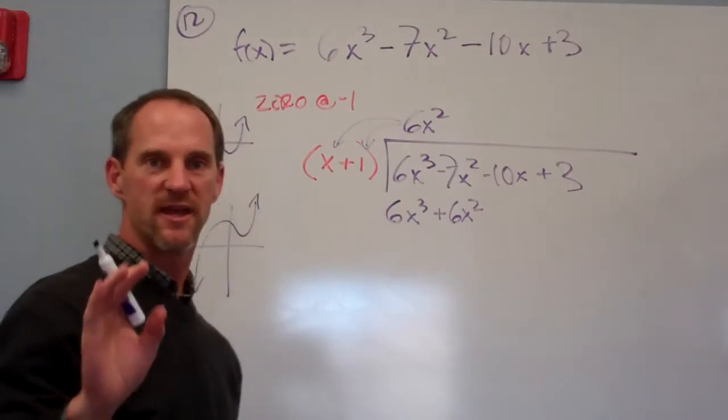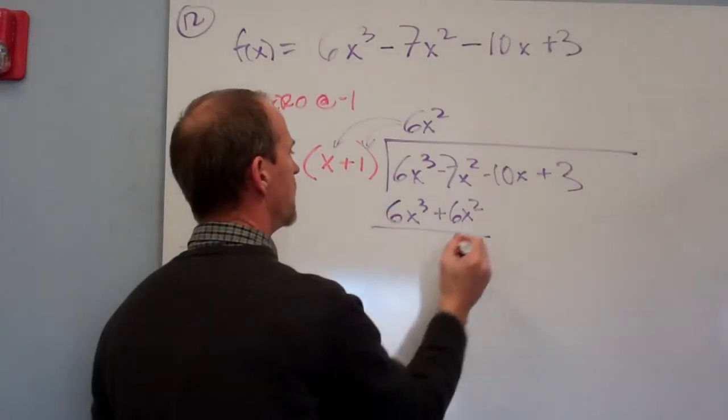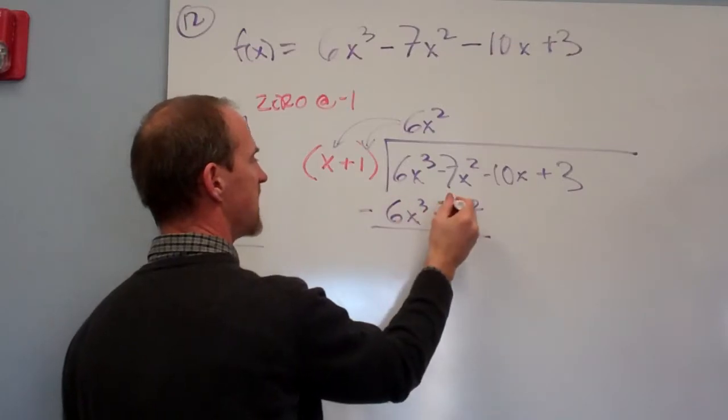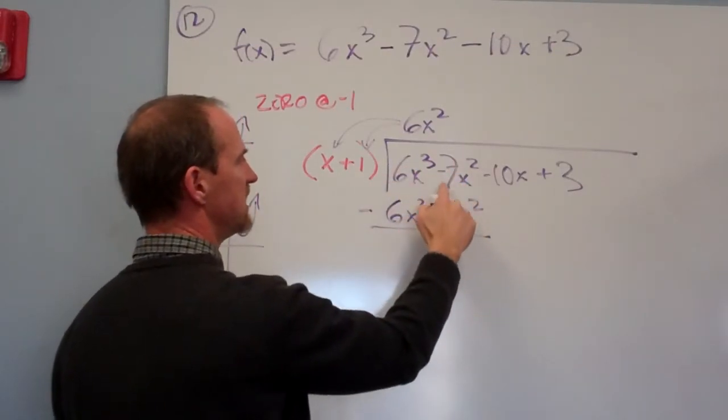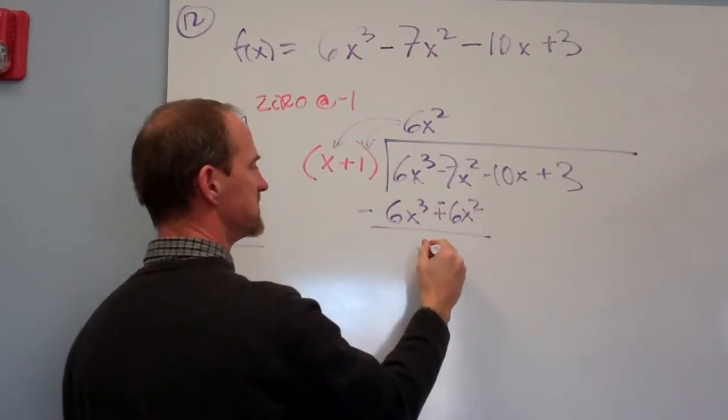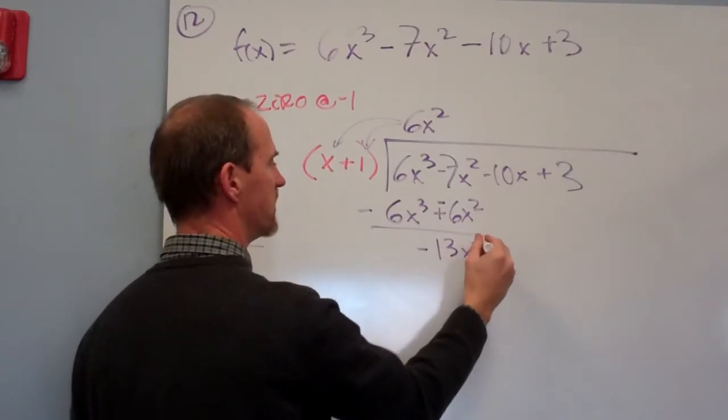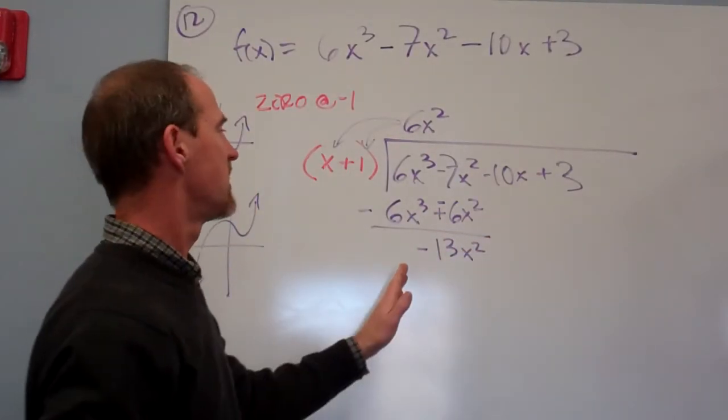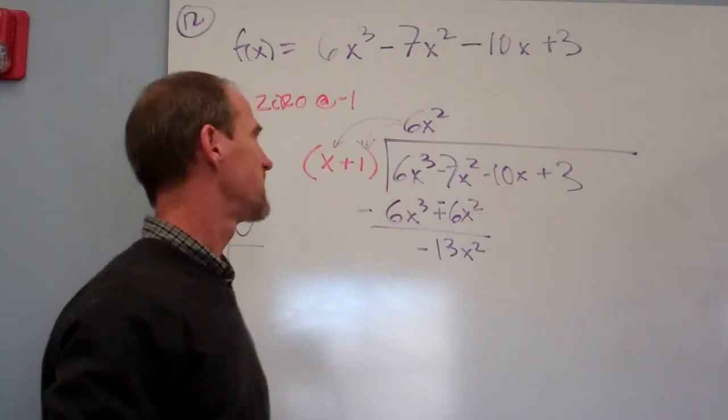So just multiply it carefully, and then draw a line, and I'd say change the sign and add. Fewer mistakes. -7 plus a -6 is -13x squared. If we've done this correctly, this will work out perfectly. So let's see if that happens.